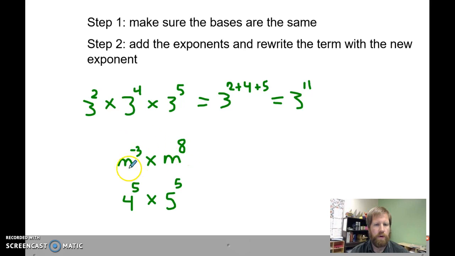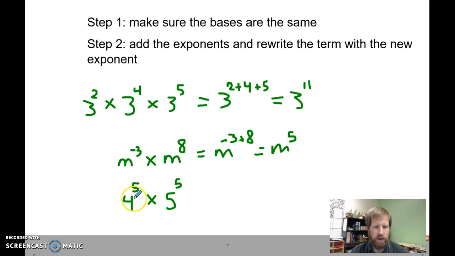With variables, m to the negative 3rd times m to the 8th equals m to the negative 3 plus 8, or basically 8 minus 3, so m to the 5th.